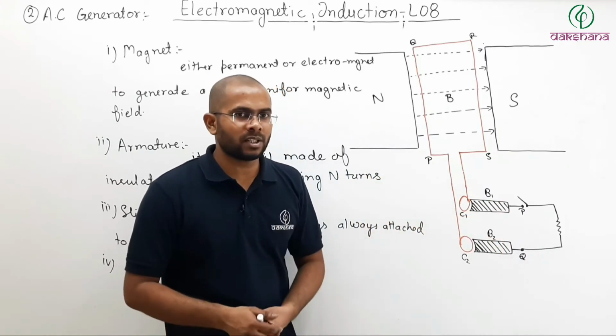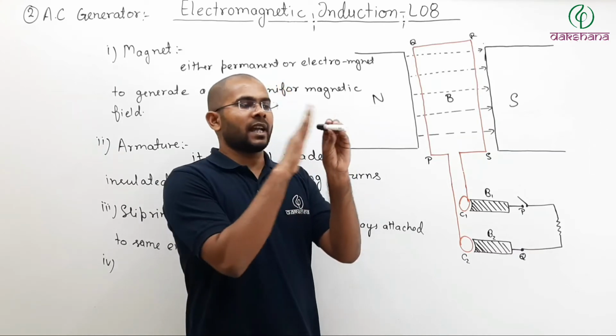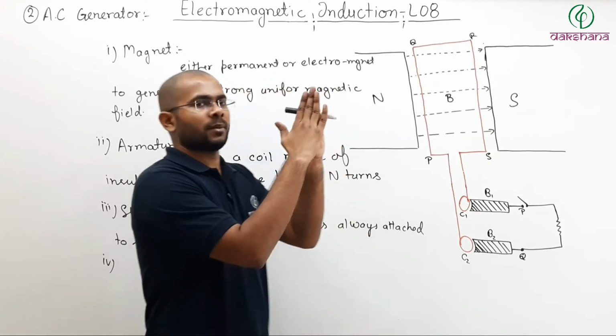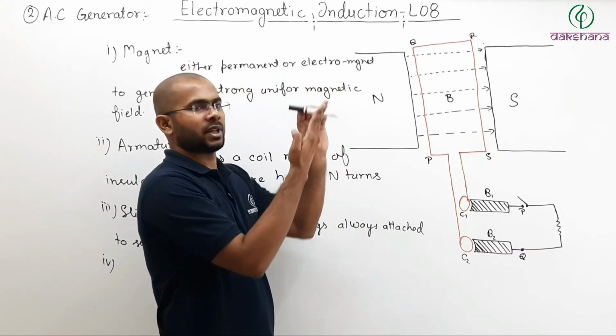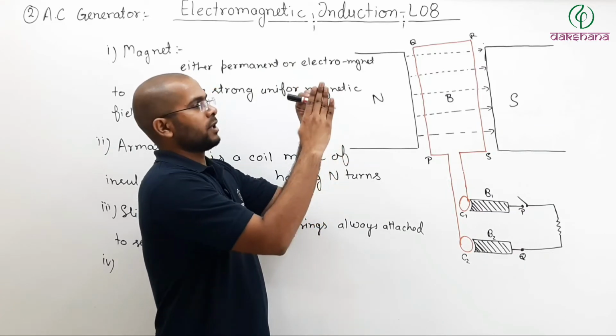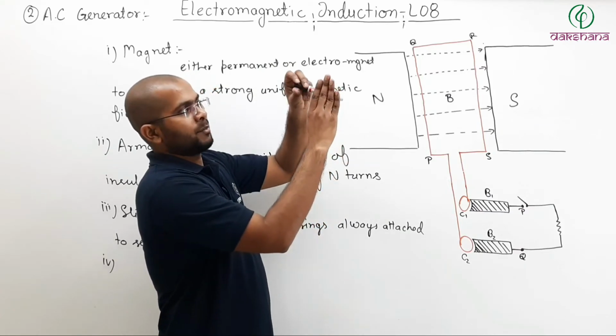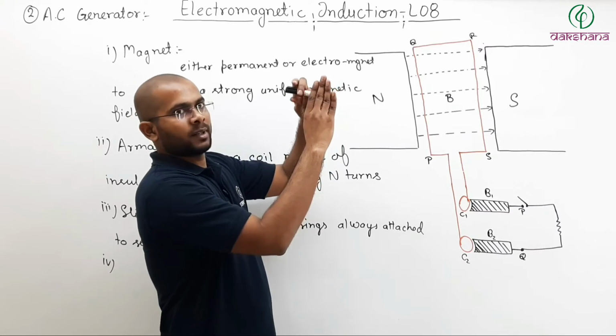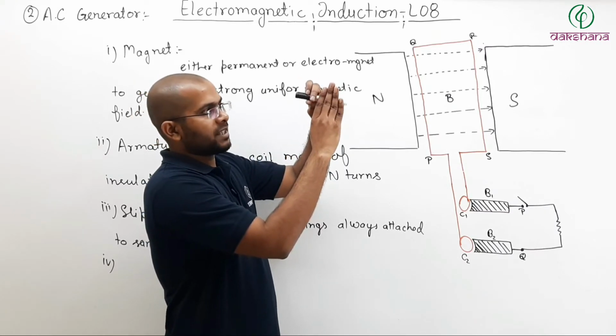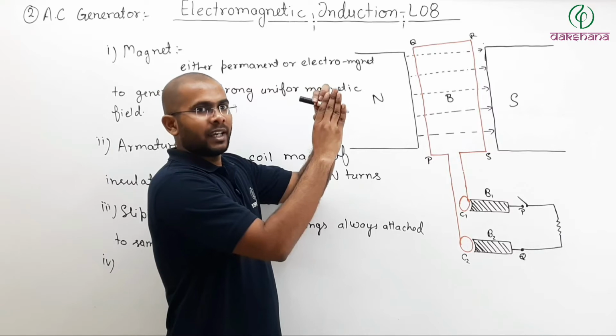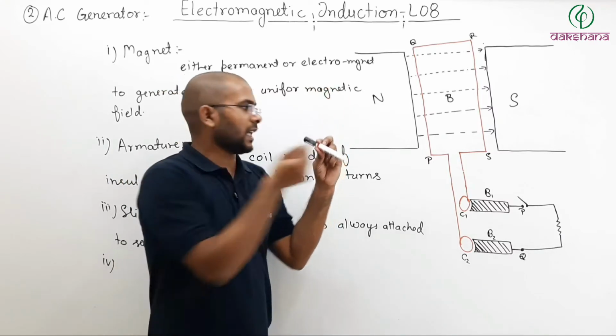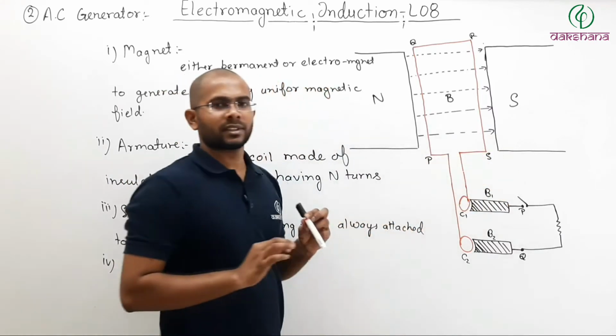What is the purpose of the brush? Brush will be attached, just touching your slip ring. For example, let us say my hand is the brush and this is your slip ring. So if the slip ring rotates, my hand is just touching your slip ring. So even though my hand is not attached to the slip ring, it can conduct electricity through this.